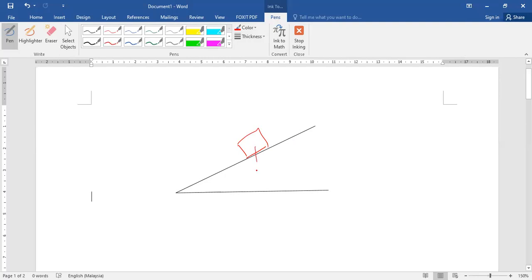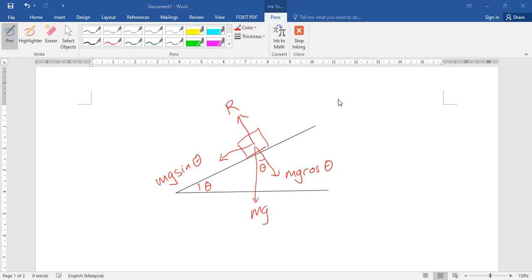Where this is the mg, and this will be the angle delta. As we know, this component will be mg cos delta, and this component will be mg sin delta, with a normal reaction force of R. Okay, coefficient of static friction.